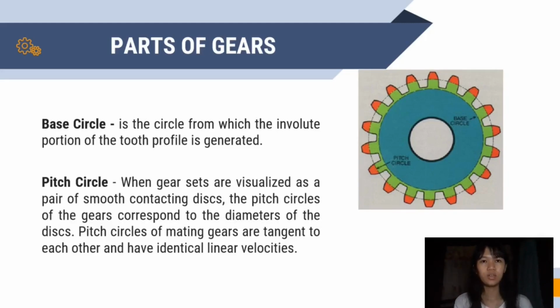Pitch circle. When gear sets are visualized as a pair of smooth contacting discs, the pitch circles of the gears correspond to the diameters of the discs. Pitch circles of mating gears are tangent to each other and have identical linear velocities. For that reason, pitch circles rather than base circles are used in many gear calculations. The operating pitch circles will respond to any variations in center distance of the pair by enlarging or contracting.